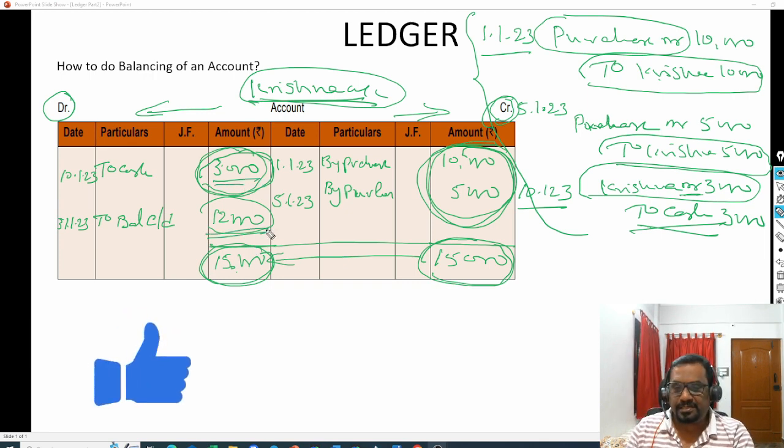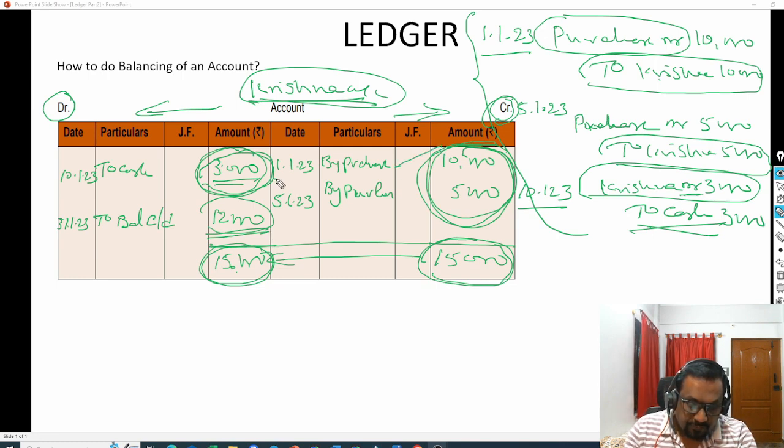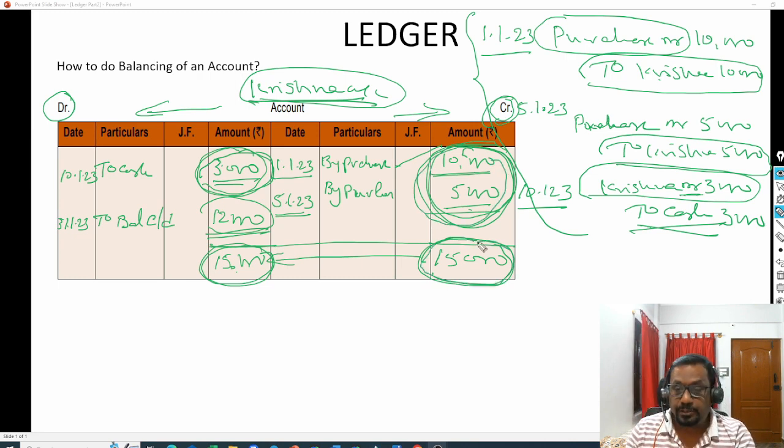Now we need to understand what it means. See here, it gives a very clear picture, guys. First, we purchased 10,000 worth of goods on 1st January 23. Then on 5th January, we purchased another 5,000 worth of goods. So in total, how much worth of goods did we purchase from Krishna? 15,000 rupees worth of goods.